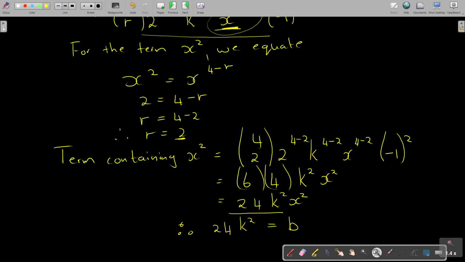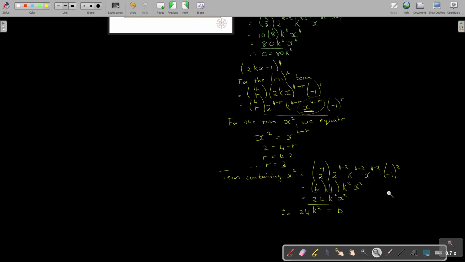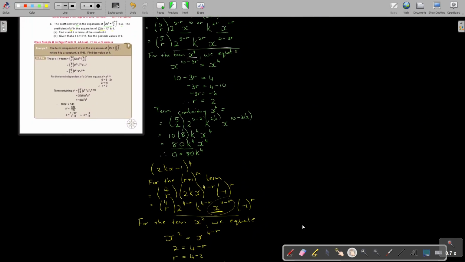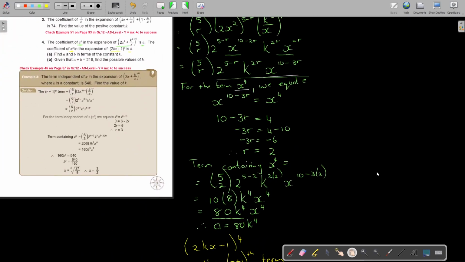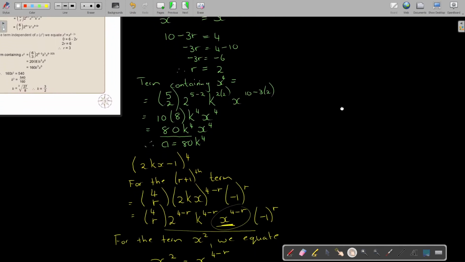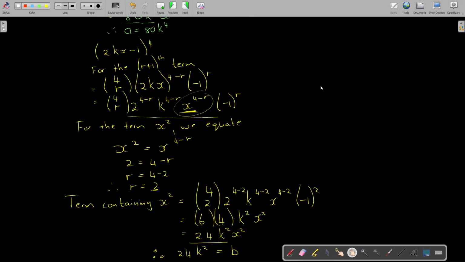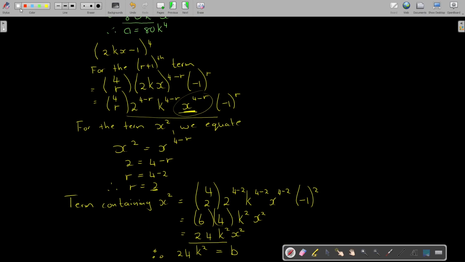Okay, now again I'm going to make it smaller, and I'm going to go for that final part. So now I'm just back at the question, and they say given, and I have to make it a bit bigger so that I can see. So given that a plus b is 216. So a plus b equals 216.